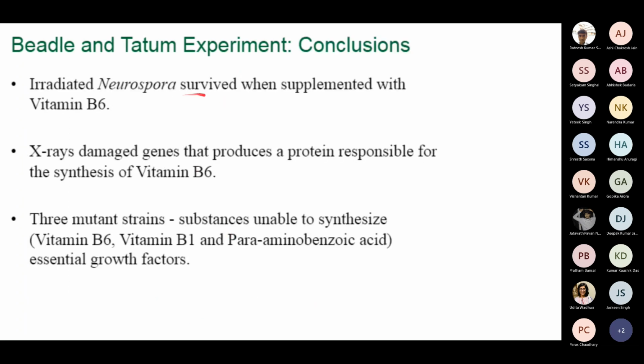What they found was that Neurospora survived when it was supplemented with vitamin B6. When X-rays damaged genes that produced a protein responsible for synthesis of vitamin B6, it had to be supplemented with vitamin B6. Similarly, they isolated three mutant strains which were unable to synthesize vitamin B6, B1, and another organic compound, which were found to be essential growth factors. So they were able to show that when you cause mutations, the ability of an organism to metabolize or produce a specific vitamin is removed.